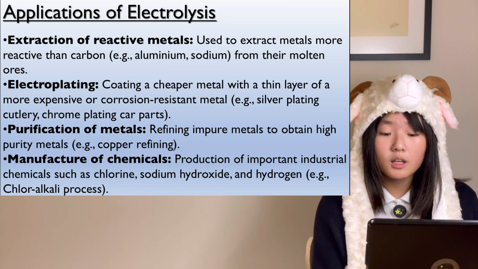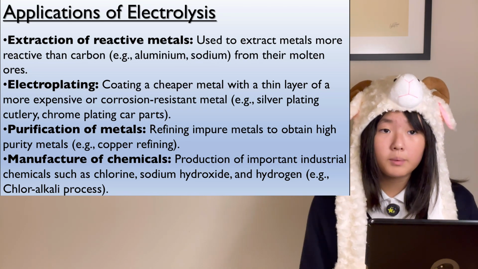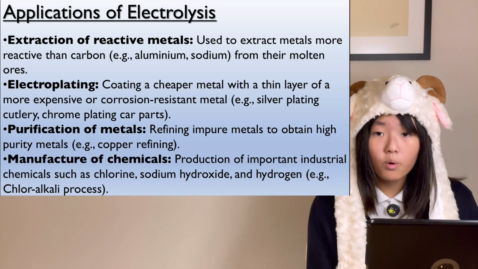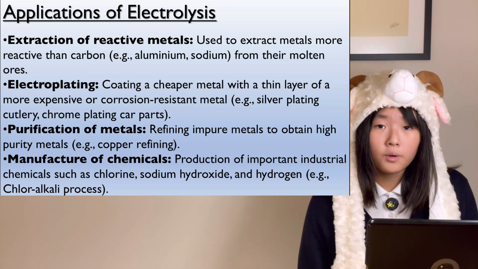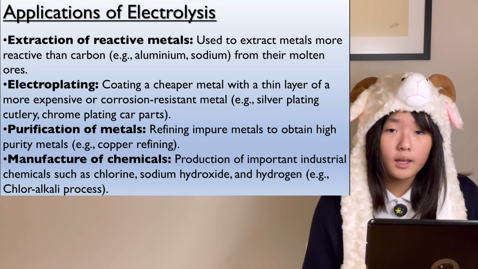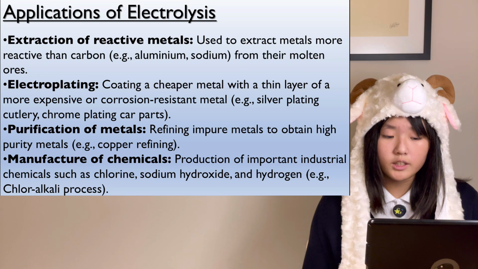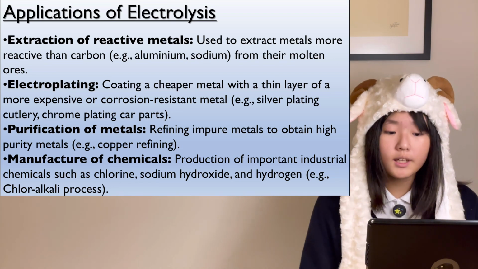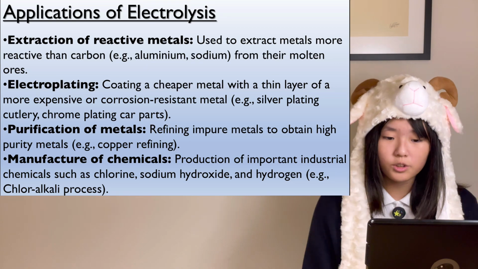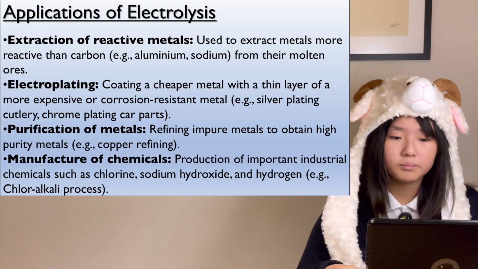You can refine impure metals to obtain high purity metals, for example, copper refining, because in the case of copper, the more impure it is, the less electrically conductive it is. So people tend to want to buy purer coppers. You can also use electrolysis for the manufacturing of chemicals. Production of important industrial chemicals such as chlorine, sodium hydroxide, and hydrogen can be made from electrolysis.